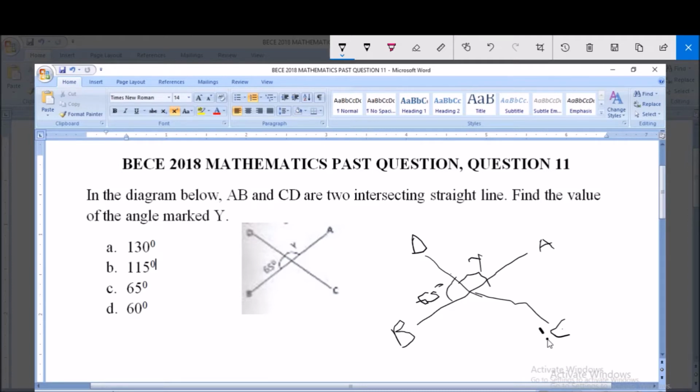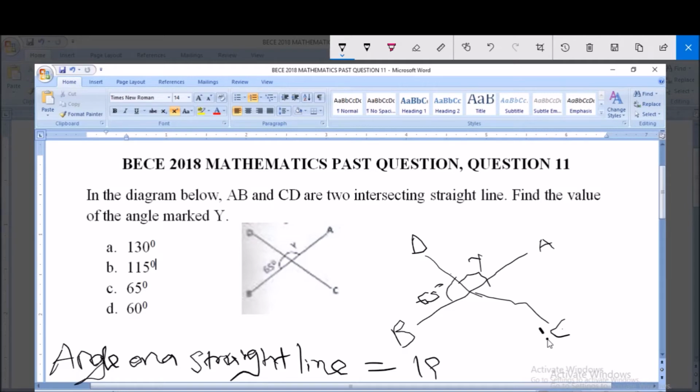Now let's look at this critically. Line AB is a straight line, and like we know, angles on a straight line equal 180 degrees. Line AB is a typical example of a straight line, like the question told us. Now we have two angles on this straight line. Therefore when you sum these two angles together, it must give you 180 degrees.